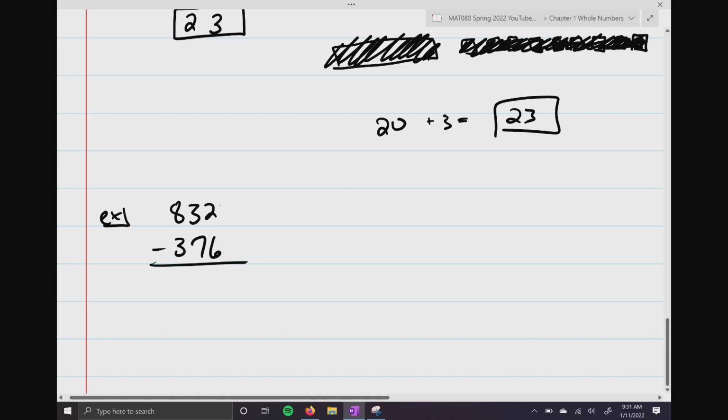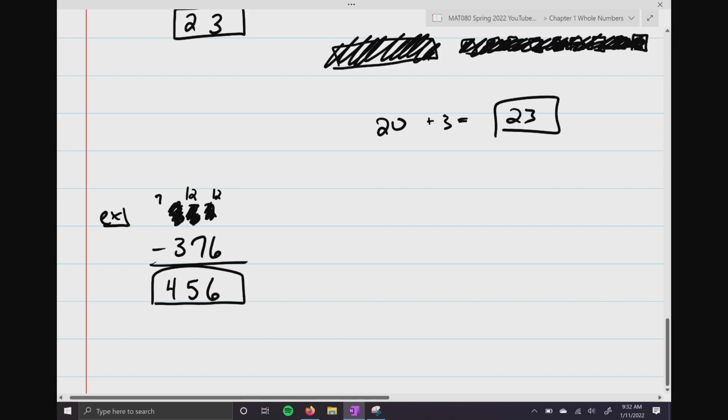So 2 minus 6, the 2 is smaller, so I'm going to have to borrow. Now, I don't really go crazy with this, okay? So I'm going to scratch out the 3 and write a 2. Scratch out the 2 and write a 12. So now I just do one step at a time. 12 minus 6 is 6. Now 2 minus 7. Well, the 2 is smaller than the 7, so I have to borrow again. So this becomes a 7, and that becomes a 12. 12 minus 7 is 5, and 7 minus 3 is 4.